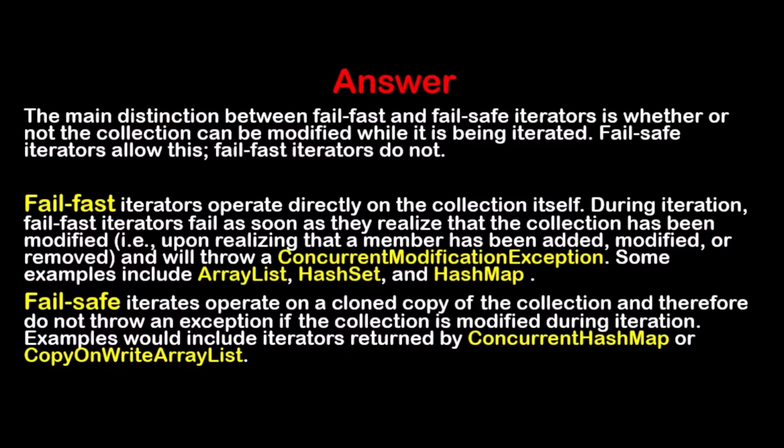Fail-fast iterators operate directly on the collection itself. During iteration, fail-fast iterators fail as soon as they realize that the collection has been modified, upon realizing that a member has been added, modified, or removed, and will throw a ConcurrentModificationException. Some examples include ArrayList, HashSet, and HashMap. Fail-safe iterators operate on a cloned copy of the collection and therefore do not throw an exception if the collection is modified during iteration. Examples would include iterators returned by ConcurrentHashMap or CopyOnWriteArrayList.